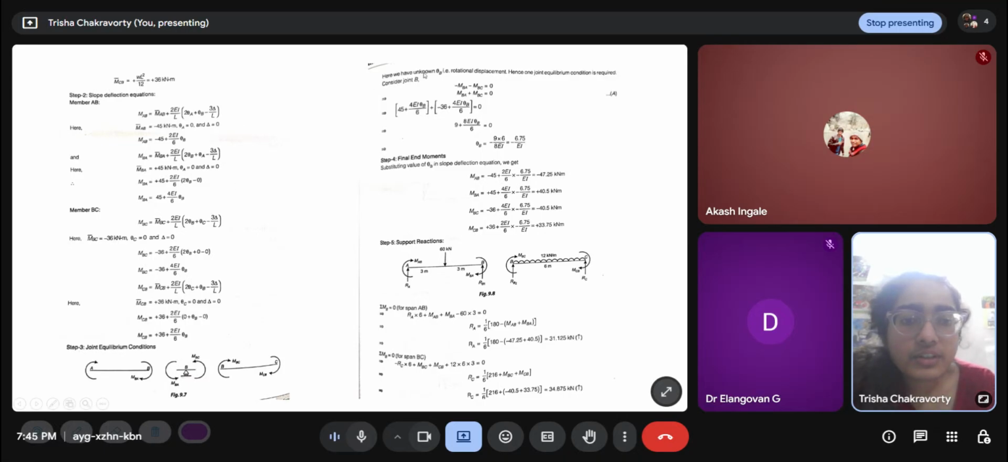So we have unknown rotation theta B, a rotational displacement, and 1 joint equilibrium condition is required. So MBA plus MBC should be 0, and I'm adding because they're both in the same sense, they're both in the anti-clockwise sense. So here I have an MBA and here I have MBC. I will add them. I will write 0. So now I have a single equation which has an unknown theta B, and I solve that.